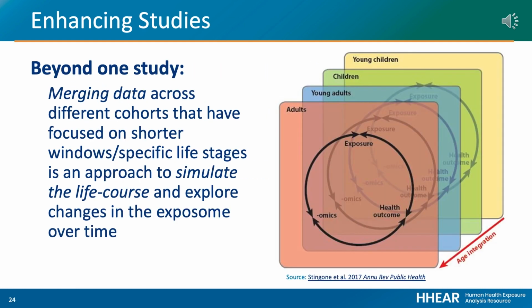Looking beyond one study, once we analyze study results, data from numerous studies can be harmonized to provide a better understanding of how health outcomes are associated with environmental exposures, subsequently informing health risks. Merging data across different cohorts that have focused on shorter windows or specific life stages is an approach to simulate the life course and explore changes in the exposome over time.